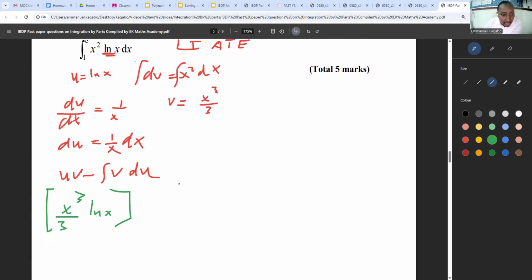My upper limit is e, my bad, sorry. It's going to be e here, and this is 1, minus the integration of v. What's my v? This is my v: x to the power 3 over 3, times the du, which is 1 over x dx. All together here? Very good. Now, when I reach here, what is remaining is just simplifying.